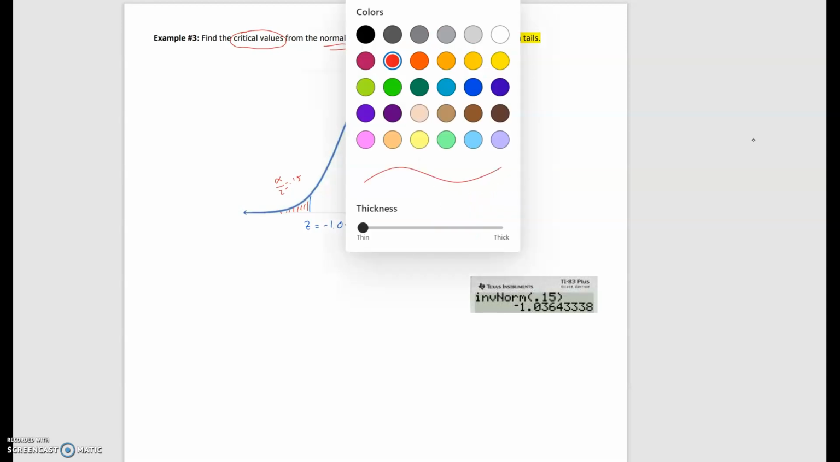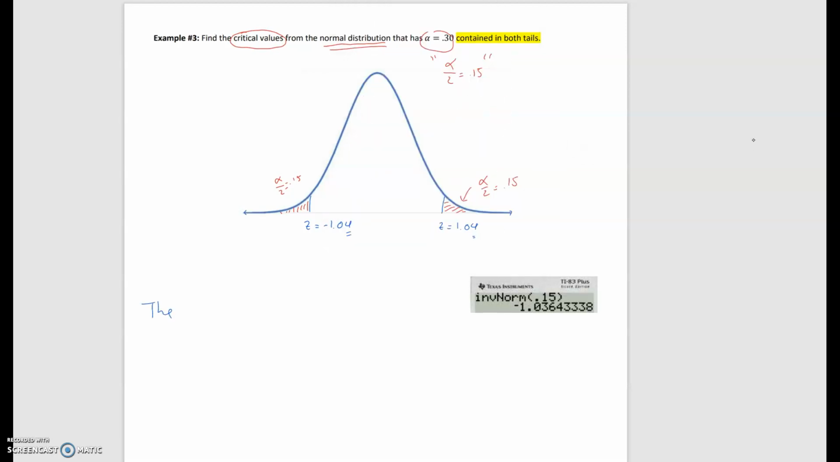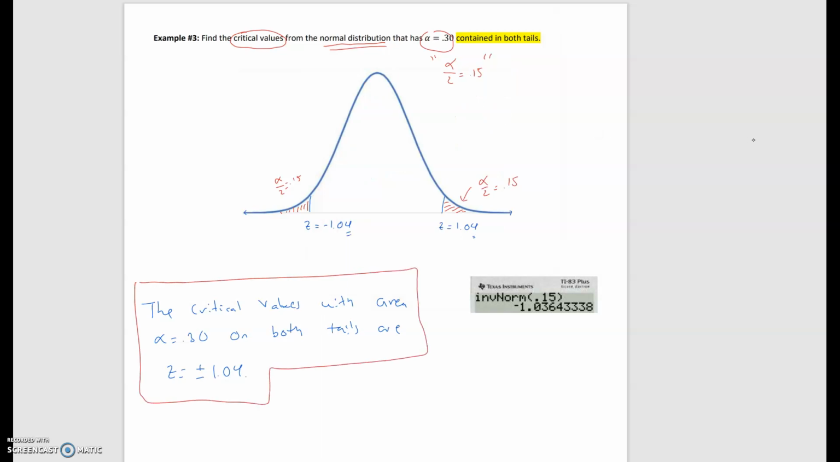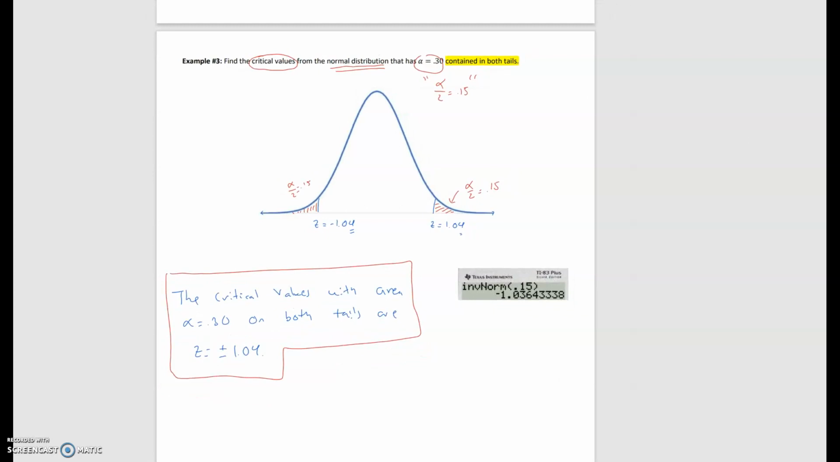Okay, so let me rewrite it as the critical values with area of alpha equal to 0.30 on both tails are C equal to plus and minus, no, not negative. Since you put the plus and minus, I'm just rewriting it as 1.04. That's actually it for these 3 problems.